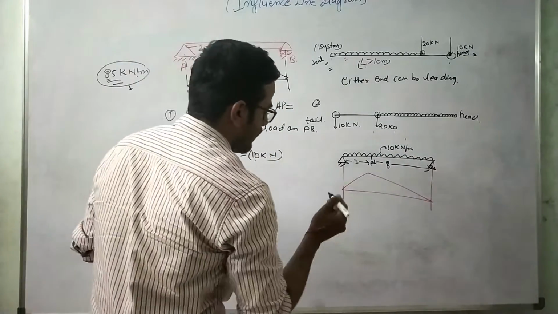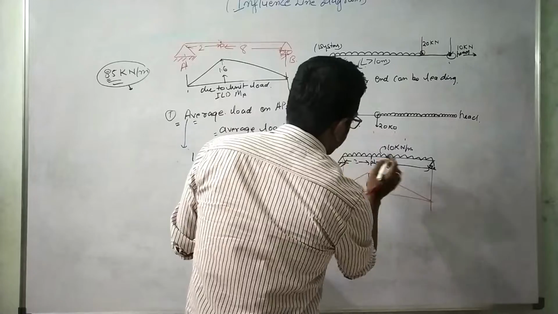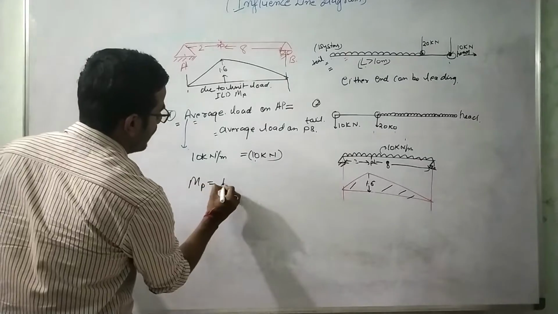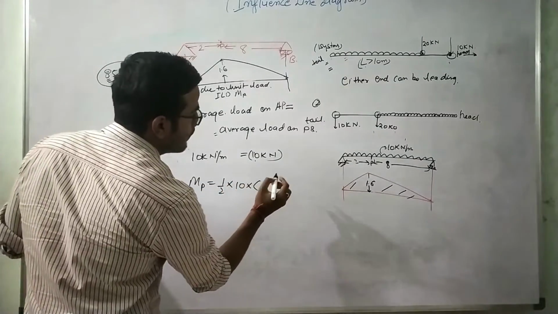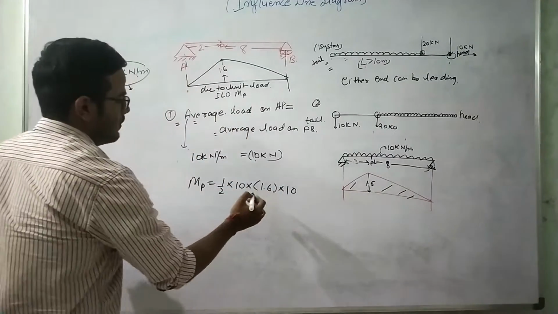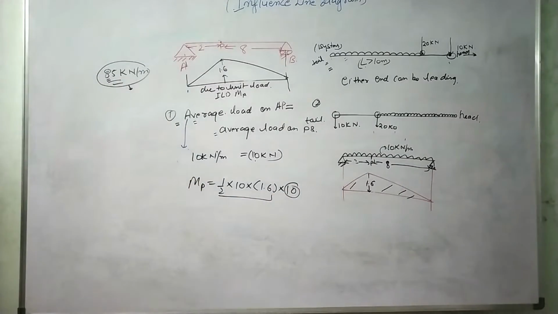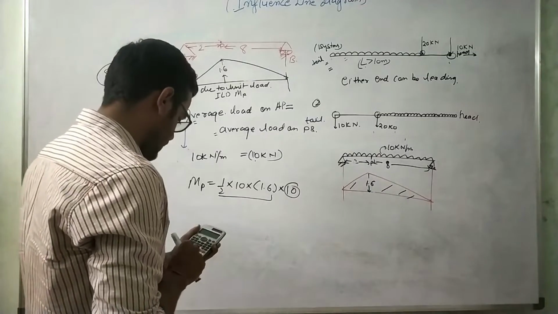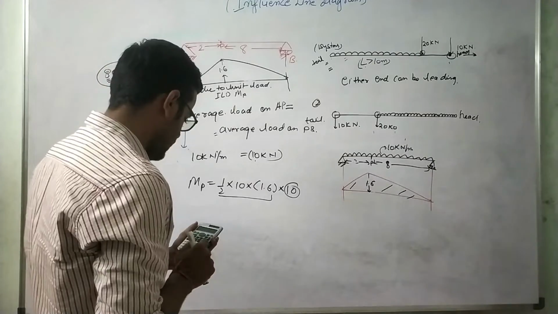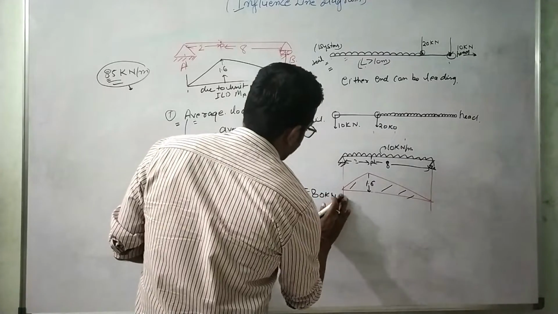So now what we will do, we need this ordinate, we already know this value is 1.6. The UDL is acting on the whole beam, so we need to find this area to calculate MP. So MP will be nothing but half into 10, the intensity of the load, plus the area is 1.6 into, and this length is again 10 meter. So this is area multiplied by the intensity of the load. If we calculate this value, it comes out to be 0.5 into 10 into 1.6 into 10, which is 80 kilonewton meter.